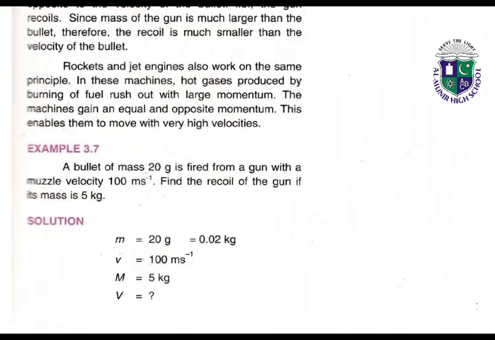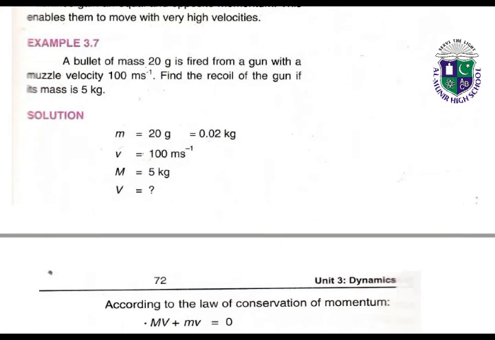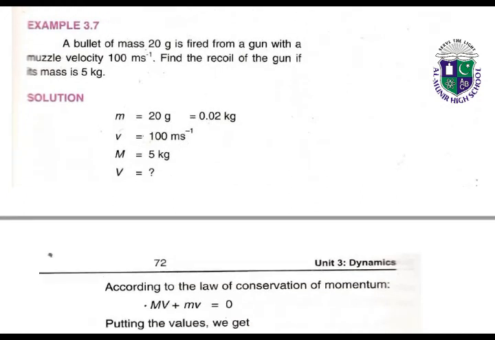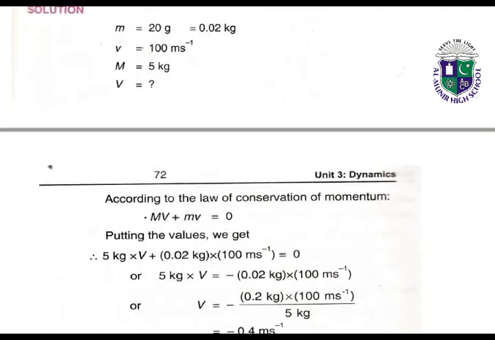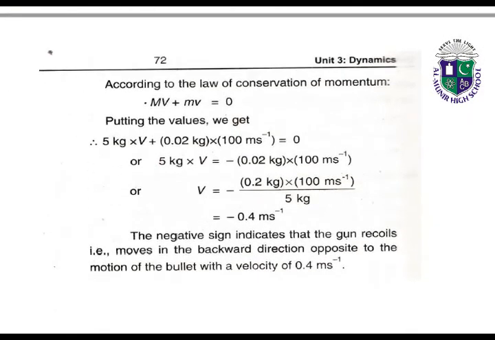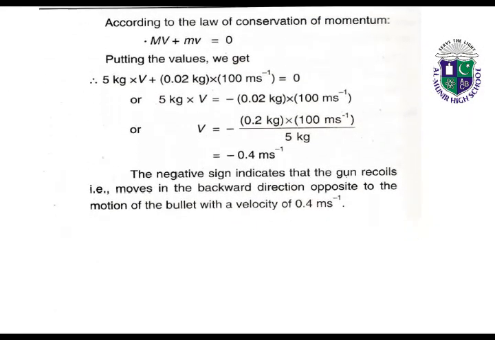So next we have an example: a bullet of mass 0.02 kg, velocity is 100 meters per second. The mass is 5 kg. Next we have the velocity. According to that law, here we have the mass and velocity before collision. After collision, that is equal to zero. Putting the values in this equation, we will get the answer for the velocity.